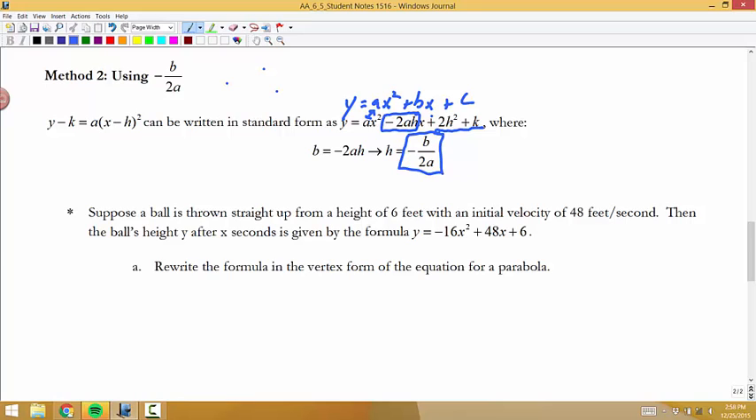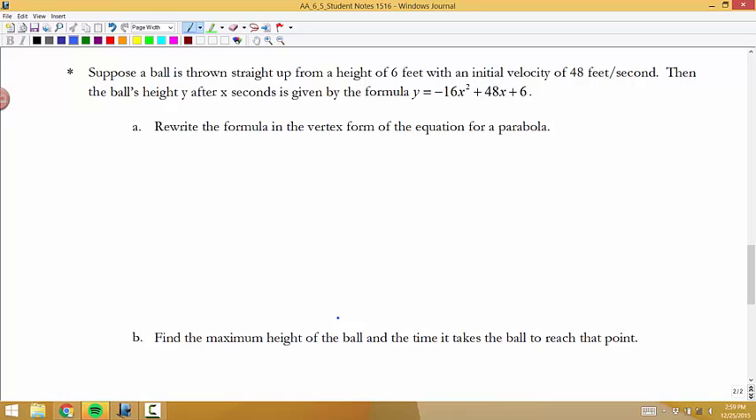So in method 2, we're going to use that idea to help us find the vertex and then write it in vertex form. Alright, let's take a look at this example and see if we can utilize this a little bit. You'll notice I put a star here, and the reason is that for level 1 tests, you're going to have to do a problem just like this one. So this is a skill that you're going to need.